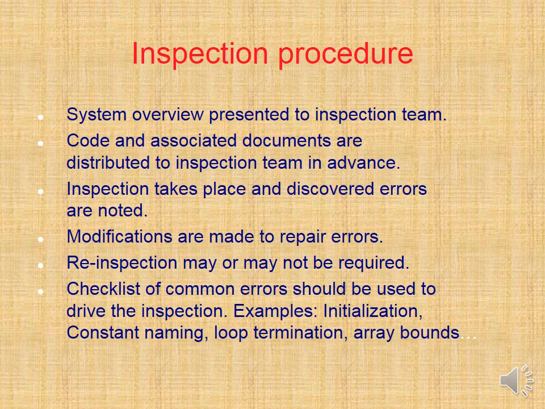The inspection procedure: a system overview is presented to the inspection team. Code and associated documents are distributed to the inspection team in advance. The inspection takes place and discovered errors are noted. Modifications are made to repair the errors. Re-inspection may or may not be required. The checklist covers common errors, for example: initialization errors, constant naming missing, loop termination missing, an exit or break misplaced, or array bound exceptions.